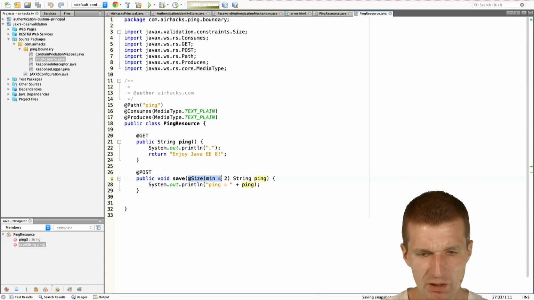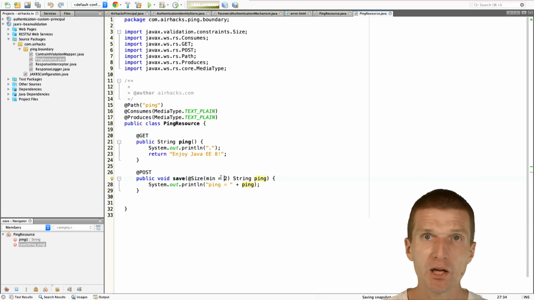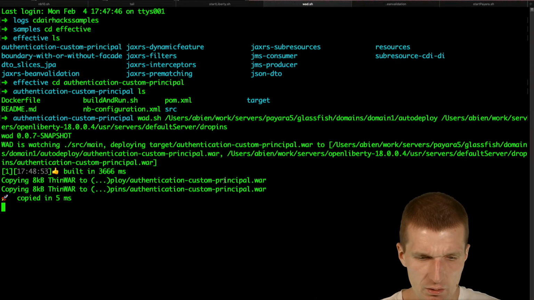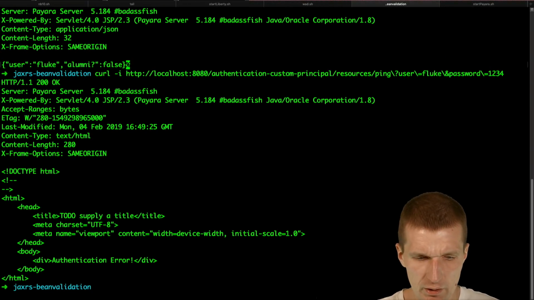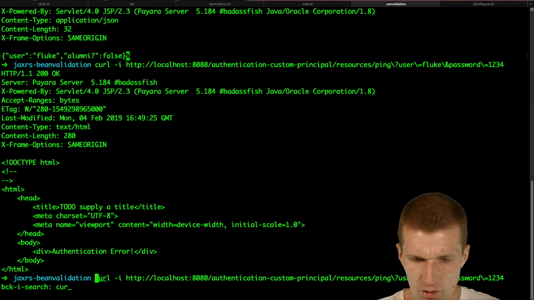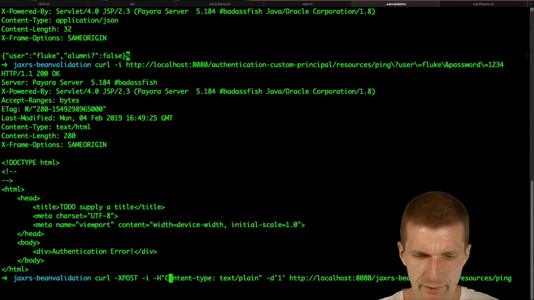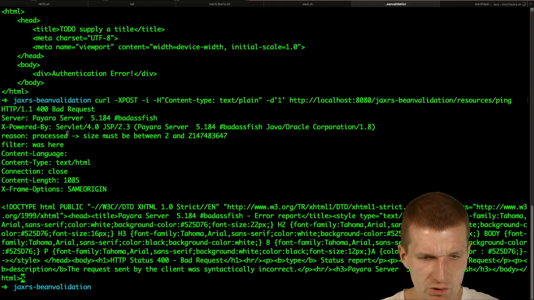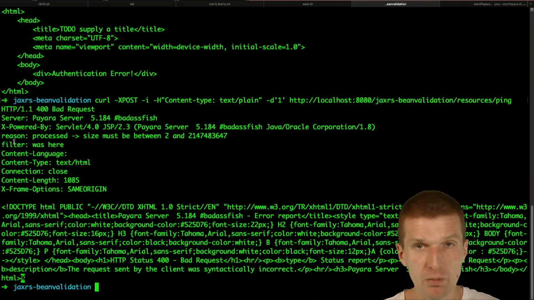Save ping with size of min 2, string ping, and whatever is shorter than 2, we get the validation error. So let's see. Oh, this was wrong. And just go here, curl. Right, so if I start this, I get 400 bad request, and you see reason processed, size must be between 2 and whatever. And the filter was here, so there are 2 custom headers provided by me.